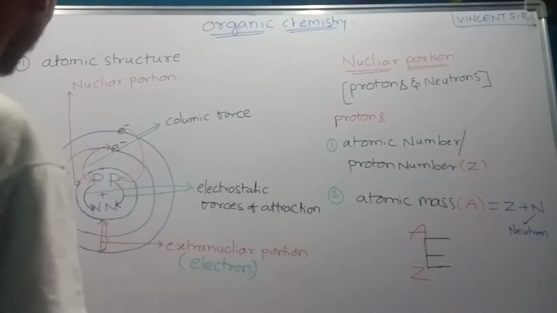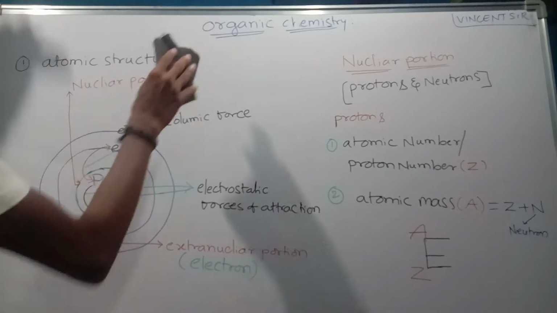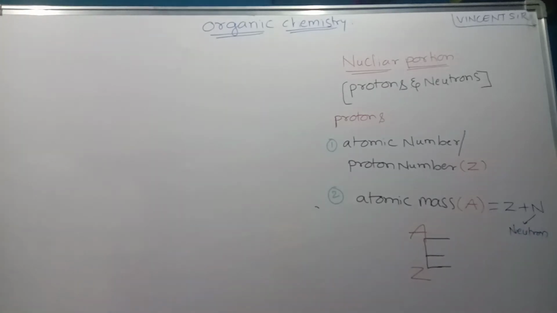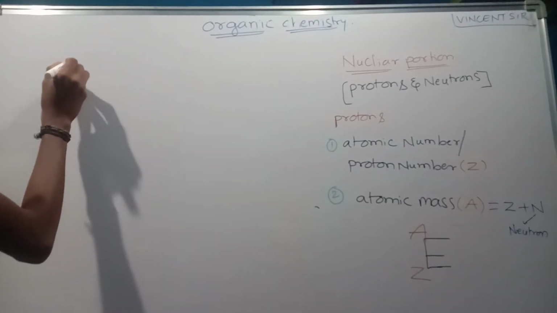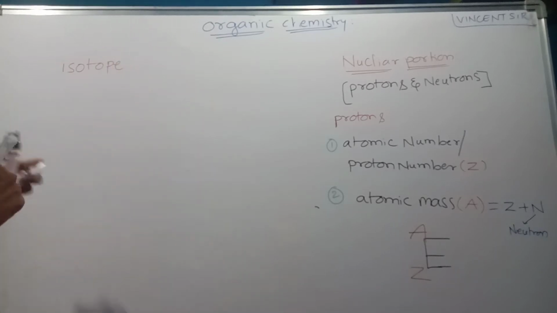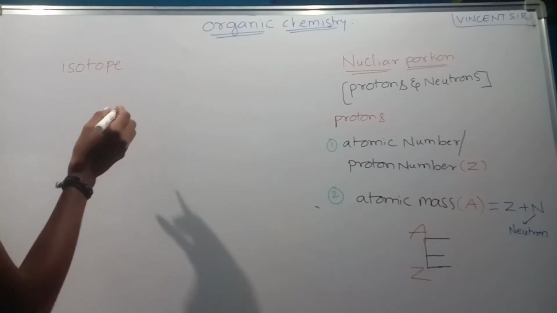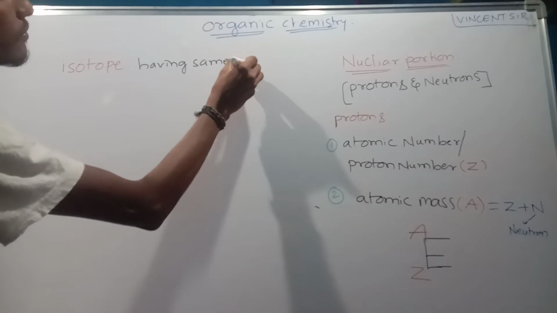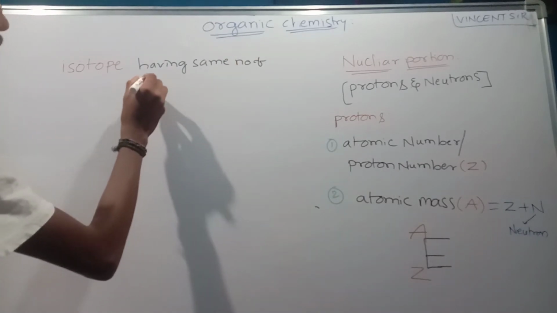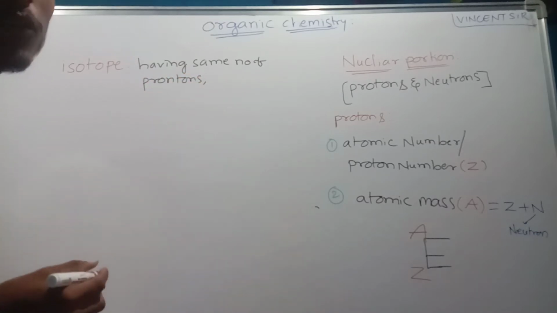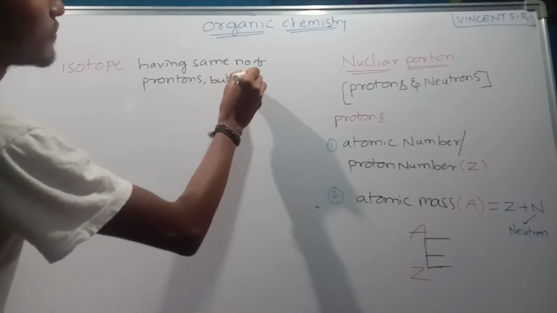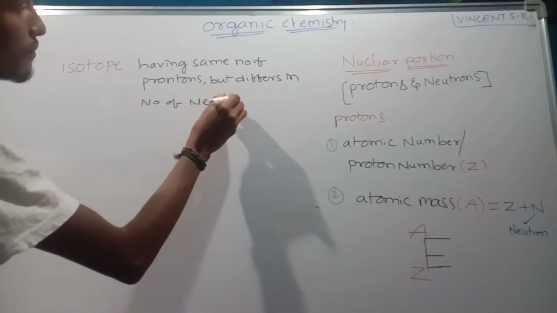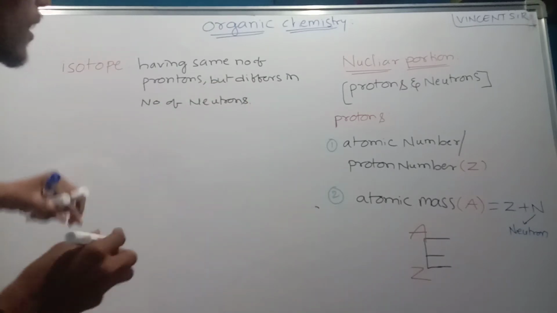Now the next topic is isotope. What is an isotope? Isotopes have the same number of protons, but differ in the number of neutrons.